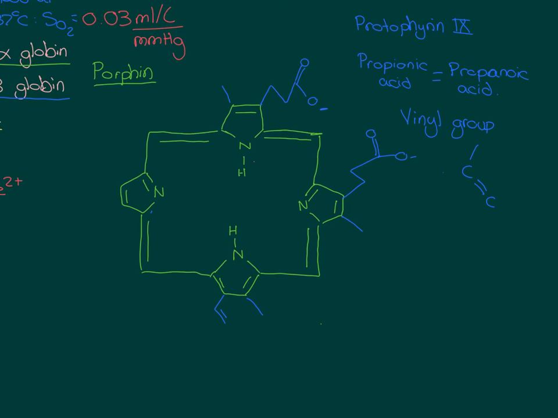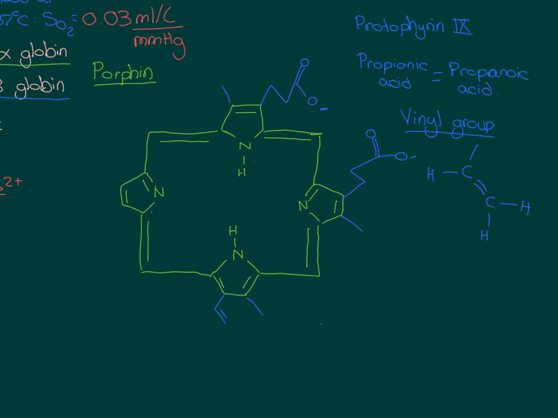And then the rest of the bonds would be filled by hydrogens. So here's a hydrogen coming off that carbon, and here's two hydrogens coming off this carbon here. And that is the structure of a vinyl group. Okay? And then this one over here is going to have the same side chains as this one, but this time it's not reflected down the line of reflection.